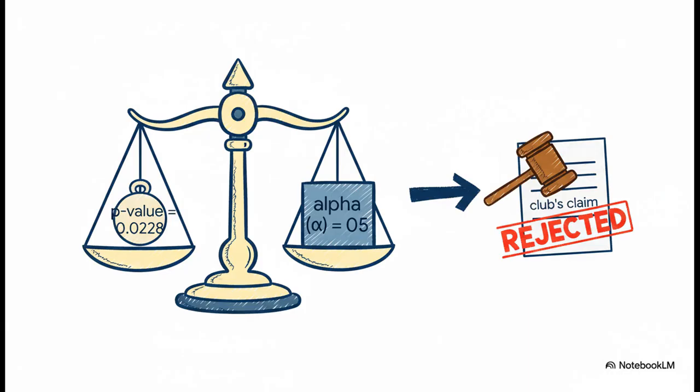So let's deliver the verdict for our health club right now. Our evidence, the p-value, came in at 0.0228. Our standard of proof, alpha, was 0.05. Well, 0.0228 is definitely less than 0.05. The p-value is low, so the null must go. We reject the club's claim, the verdict is in. Based on our evidence, we do not believe the club's advertising.